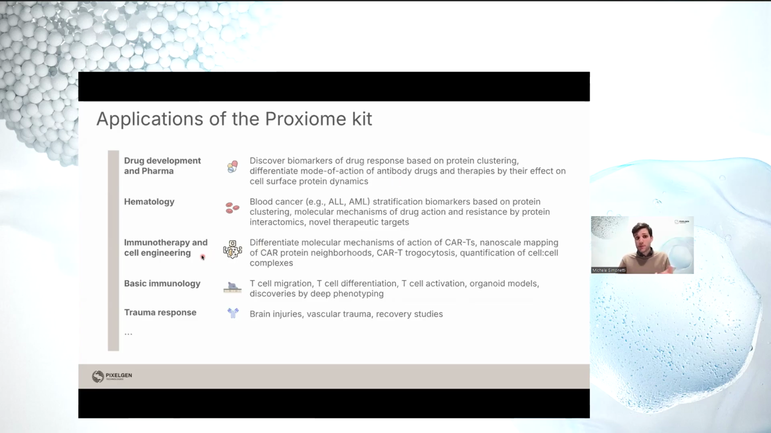Big field of research is immunotherapy and cell engineering. This was used to differentiate the molecular mechanism of action of CAR-Ts, nanoscale mapping of CAR protein neighborhoods, CAR-T trogocytosis, and also quantification of cell-to-cell complexes. It's been used in basic immunology for T-cell migration, differentiation, activation, organoid models, and also for discoveries based on deep phenotyping, and also trauma response, brain injuries, vascular trauma, and recovery studies. So as you can see, very broad applications. And what we always say is that this is a tool for discovery. So we are very interested in knowing more applications where this kit can be applied.